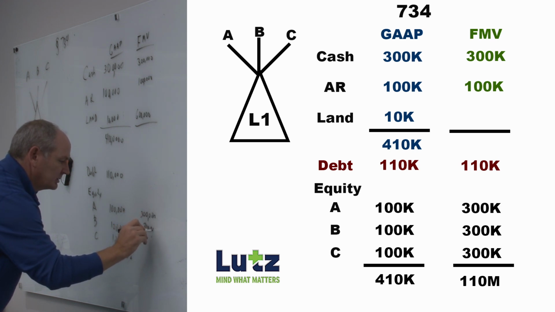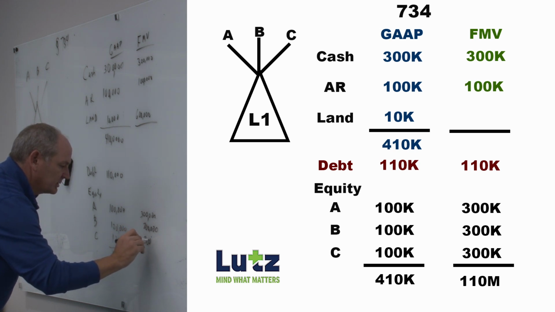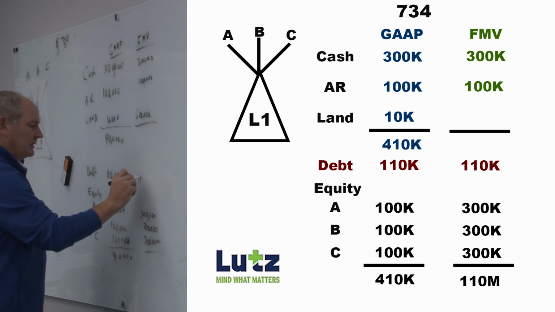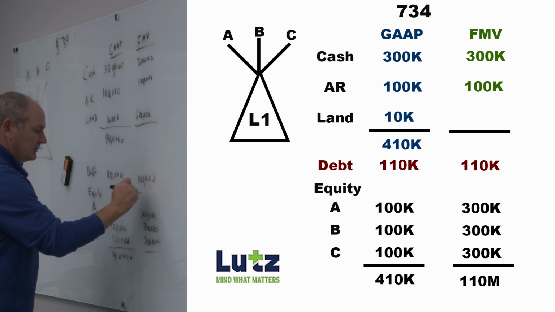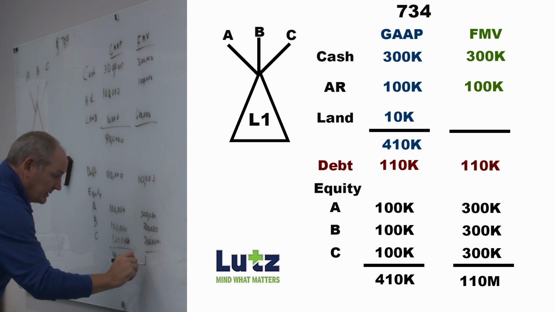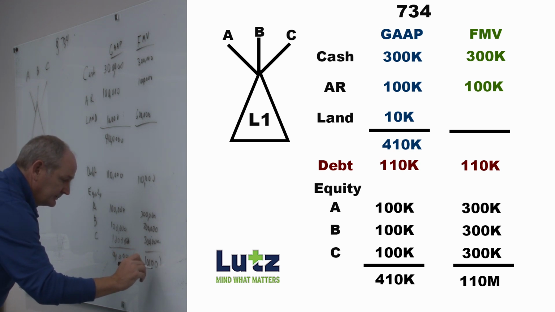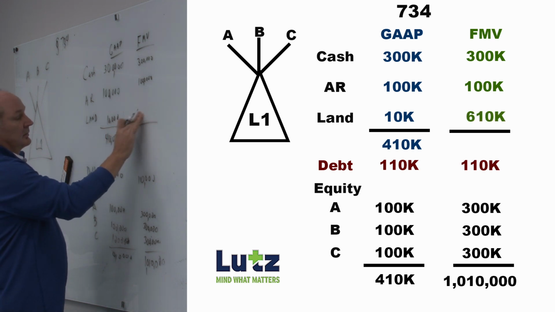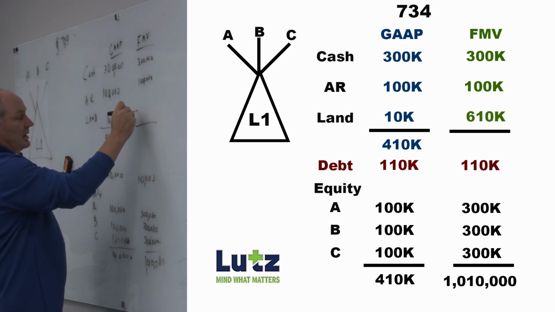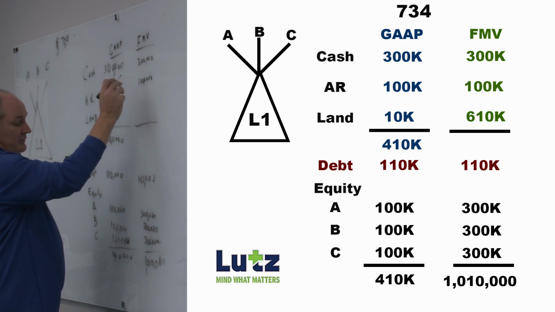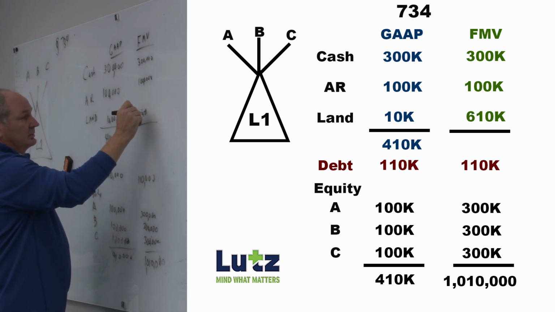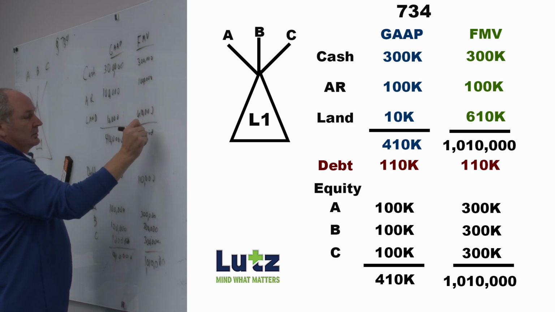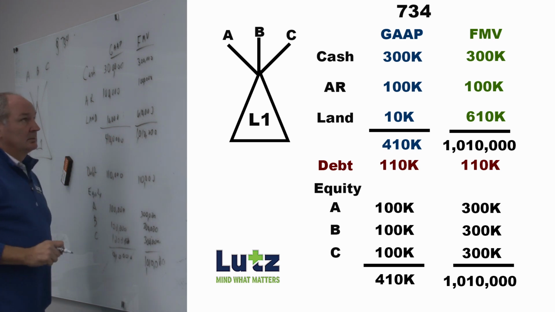Where do I always start? Do you guys remember? I just screwed it up. In equity. 110, correct? And that's $1,010,000, correct? So really, that's 400, that's 610, correct? And then 1,010,000. Okay.